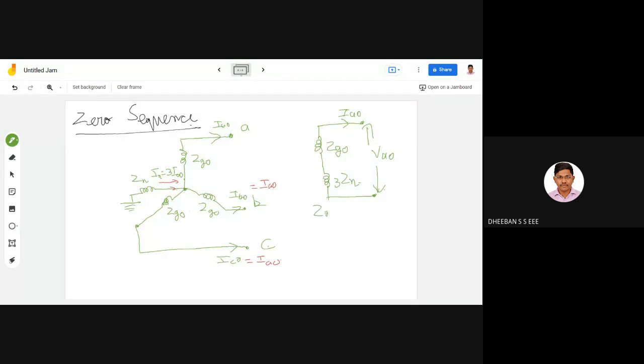So Z0 will be equal to ZG0 plus 3 times Zn. And now the final value of your voltage, which we represent in the single-phase model, VA0, will be equal to minus Z0 into IA0.